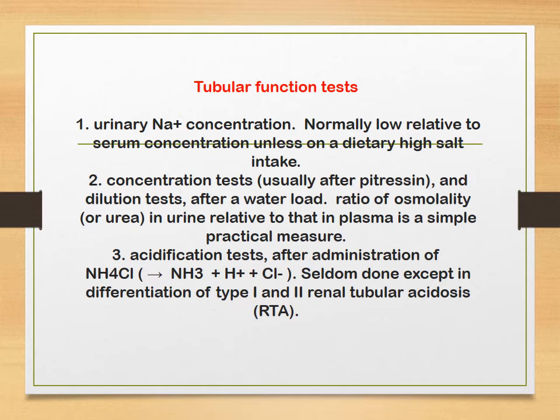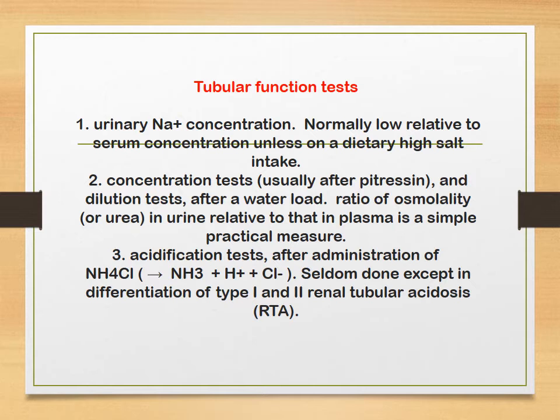Second, the concentrating test, usually after administration of desmopressin, a synthetic antidiuretic hormone, or a dilution test after water load. Also, the use of urine osmolality relative to the plasma, or the ratio of urine to plasma osmolality, or the ratio of urine to plasma urea, can give an idea about renal tubular function.